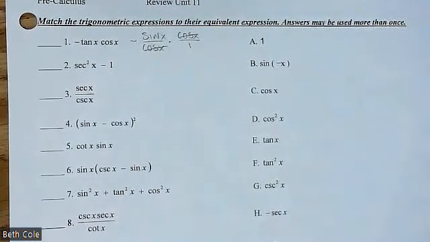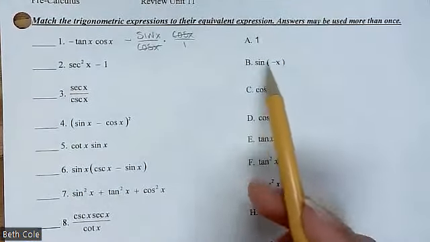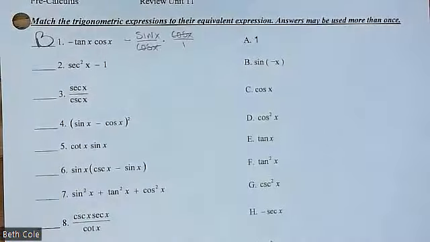Now, negative sine is not an answer choice, but it does match with one of those. Which one does it match with? Yeah, B. Sine negative x is the same as negative sine x. So B. I'm not going to cross it off, though, because we might use it again. On your test, you'd be able to cross it off.